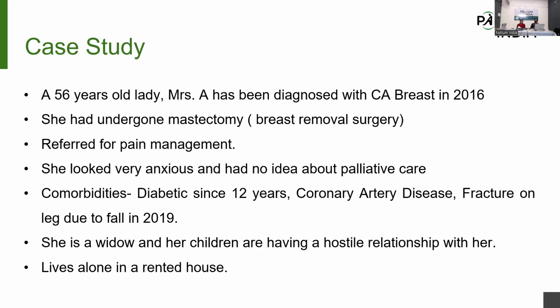The other comorbidities that she has: she is diabetic since 12 years. She has CAD, and a fracture on the leg due to a fall in 2019. She is a widow, and her children are having a hostile relationship with her. So she lives alone in a rented house.